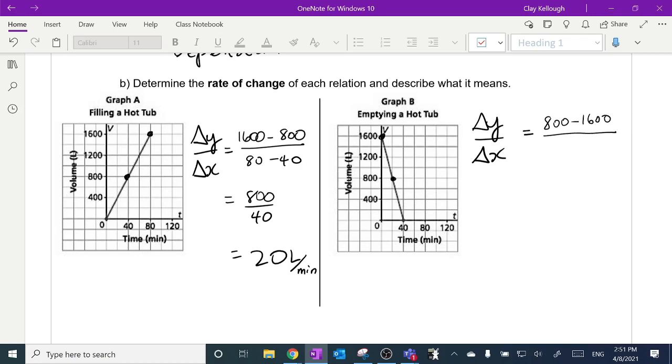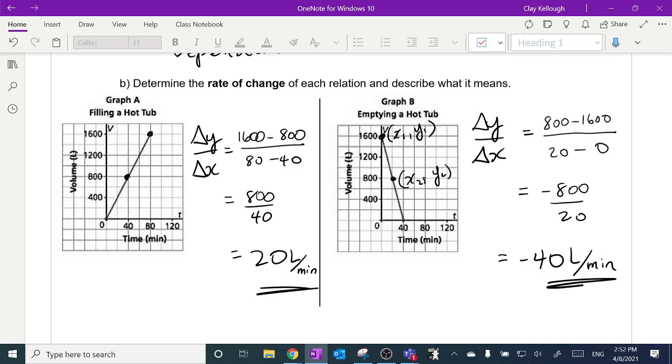Notice x is still positive. I'm still starting at 0, and I'm going to 20. So this would be 20 minus 0. And again, if you want to draw this on the page, this here is x1, y1. This here is x2, y2. My first and second coordinates, which is negative 800 divided by 20, which is negative 40 liters per minute.